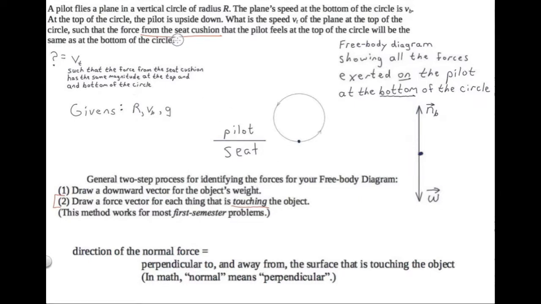Well, the pilot is being touched by the seat cushion, and we can treat the seat cushion as a surface, which can exert both a normal force and a frictional force. The normal force points perpendicular to and away from the surface that is touching the object. So the normal force exerted by the surface of the seat cushion on the pilot points perpendicular to and away from the surface of the seat cushion.